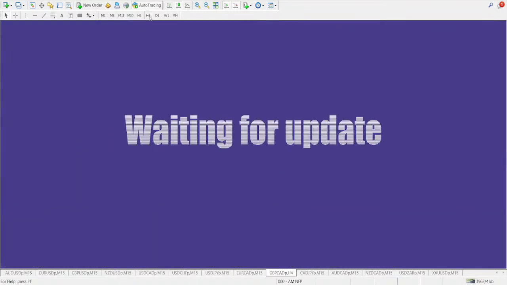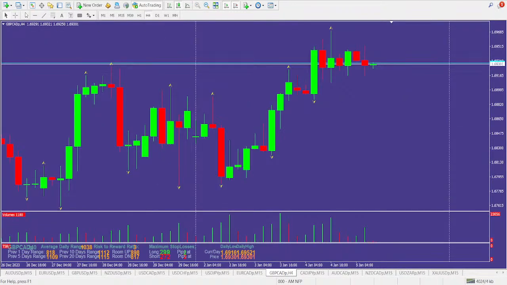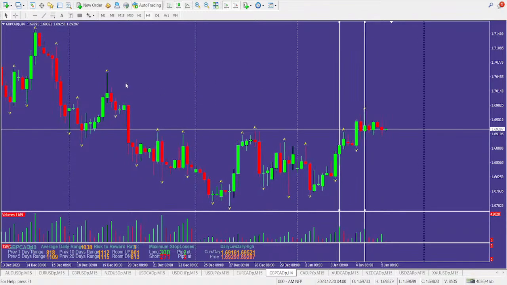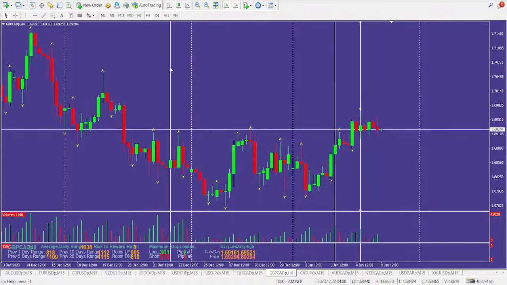Okay, next GBPCAD. Start on the 4-hour time frame. So you've got a potential level over here. Not too sure yet what that could be. So next level of demand will be this one over here, and then supply will be over here, December 19th.